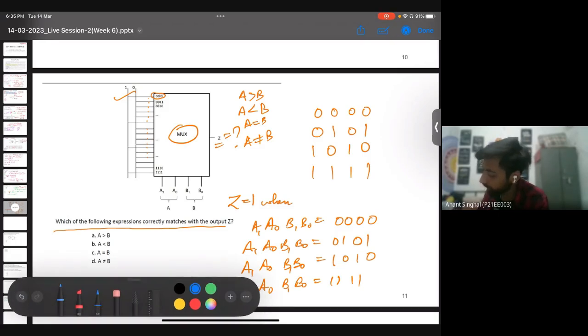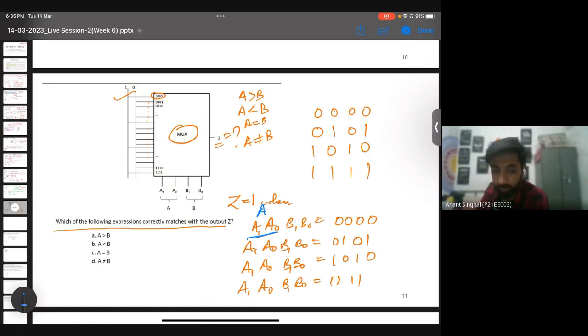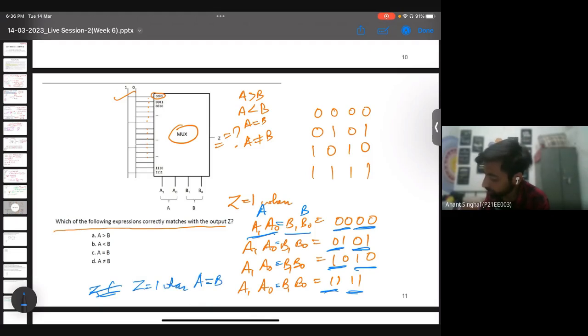So if we check, A1, A0 represent A, and B1, B0 represent B. If we check all the cases, Z will be equal to 1 when these two are equal. 0, 1 equals 0, 1, 1, 0 equals 1, 0, and 1, 1 equals 1, 1. So in all the cases, A1, A0 is equal to B1, B0, if you can see clearly. So the correct answer to this question is that Z will be 1 when A is equal to B. So the correct answer is option C.